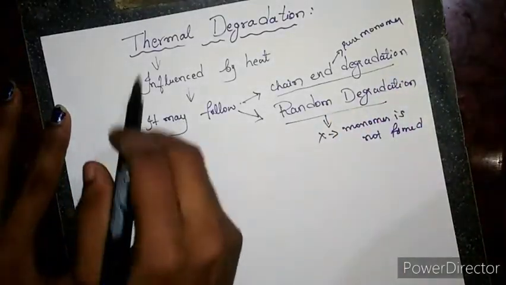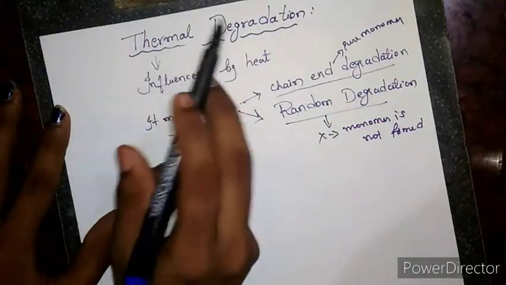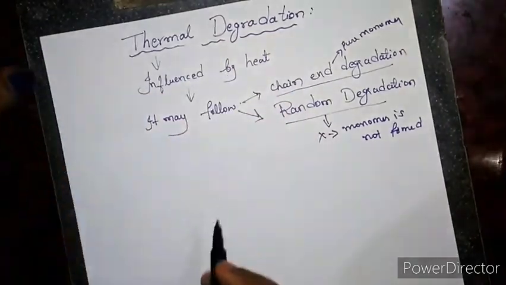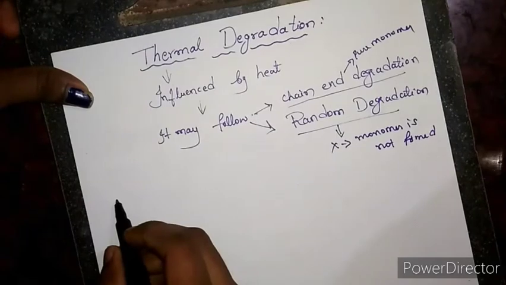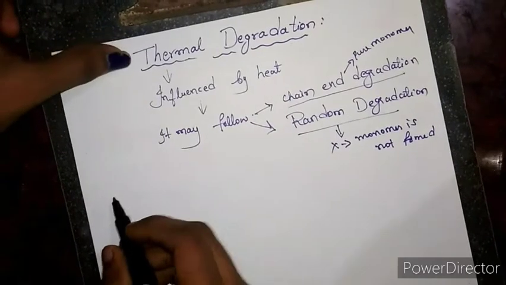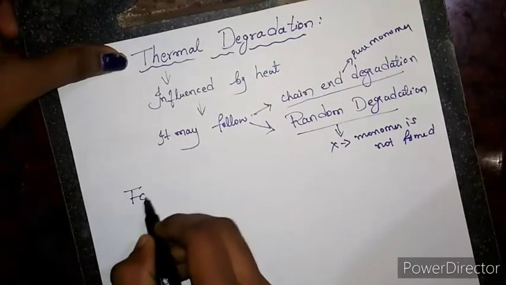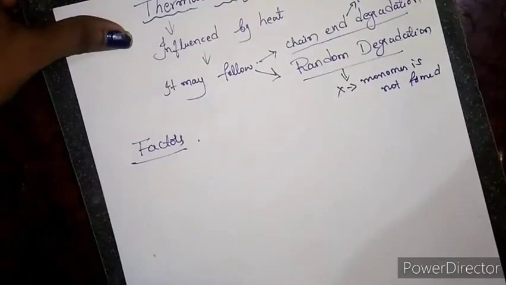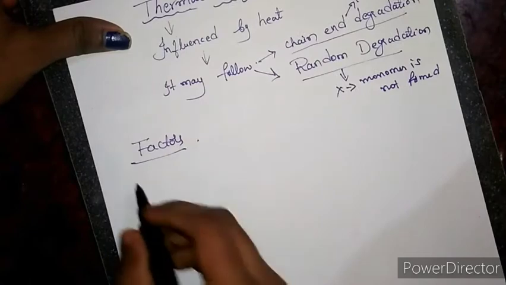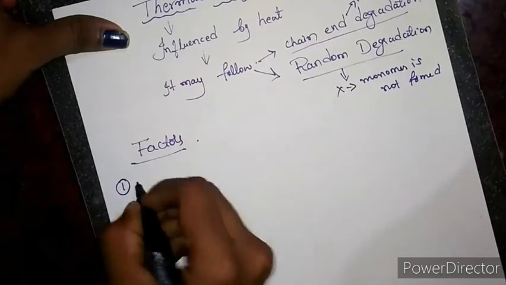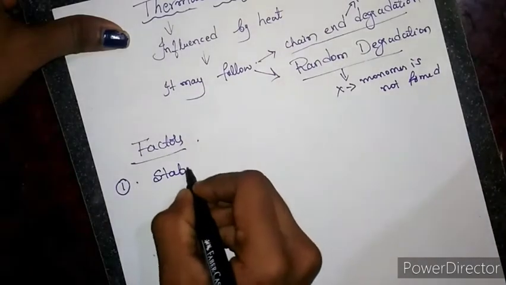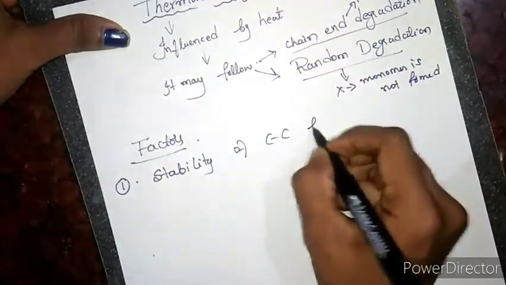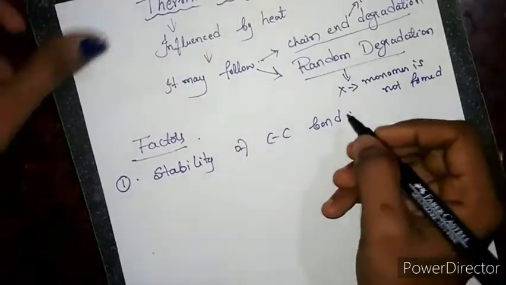Now, this thermal degradation depends on certain factors. Let's see what the different factors are. We have 4 factors on which the thermal degradation depends. The first one is the stability of the CC bond.